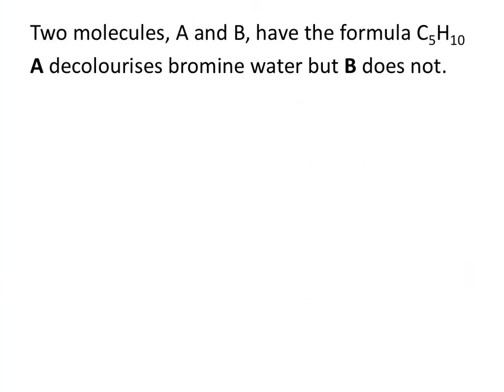So this is a classic type of exam question in this area. We've got two molecules, A and B, and they have the formula C5H10, so they have the same molecular formula. We're then told that A decolorizes bromine water. What does that tell us? Well, it must have a carbon-carbon double bond. That was the test for an alkene, which you did at GCSE. And B does not decolorize bromine water.